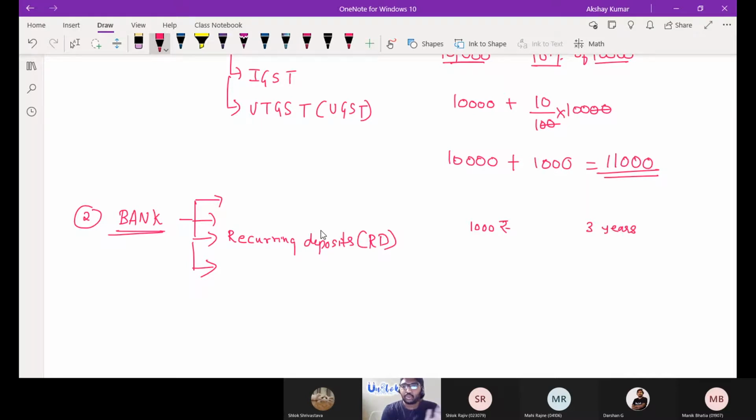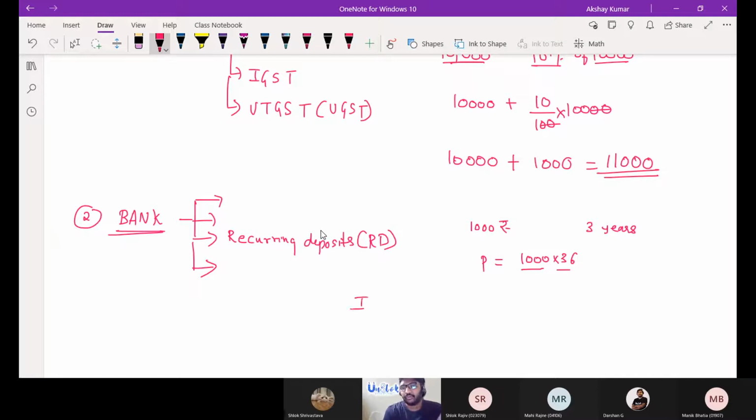So my principal would be nothing but 1,000 into 3 years. 3 years is how many months? 1 year has 12 months, so 12 into 3 would be how much? 36. So you will be depositing 1,000 rupees for 36 months. This is the money that you have deposited in the bank.